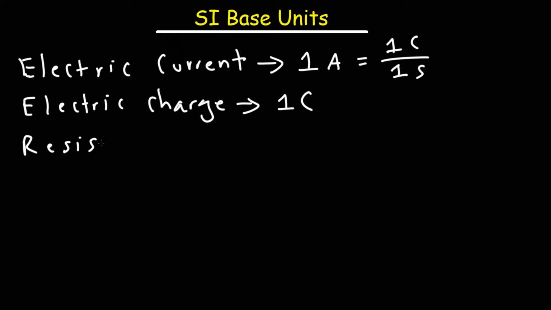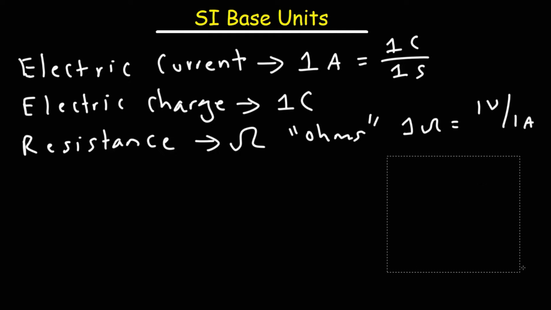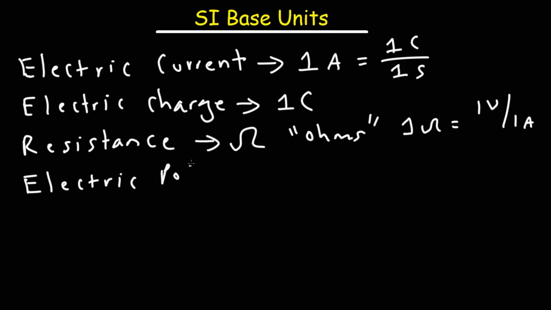Now, electrical resistance. Resistance is measured in ohms. So we have V is equal to IR. If you solve for resistance, it's voltage divided by current. So 1 ohm is basically 1 volt divided by 1 amp. Electric potential is measured in volts.